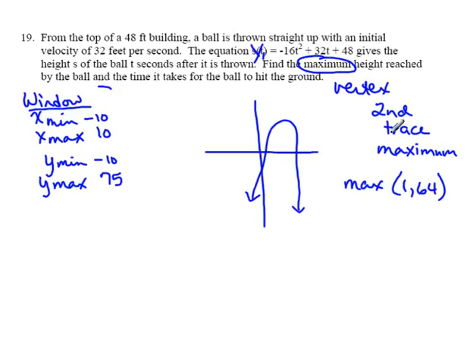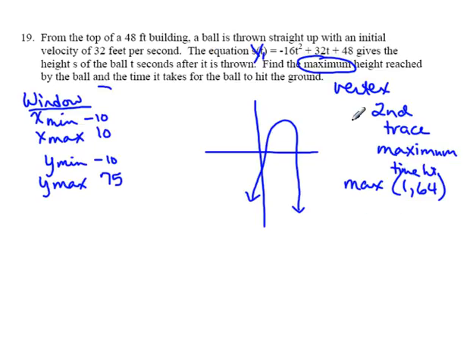Okay, so it says find the maximum height reached by the ball. Well, here's all the information you need. Now you just need to interpret it. What does the x value mean? Well, it told us that x is really the t, so this is time or seconds. Okay, and the y value, well, the y value was s of t, or the height.